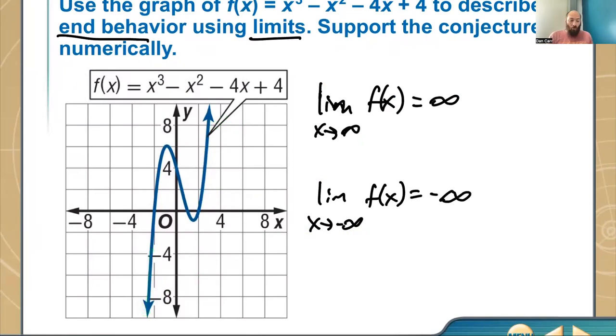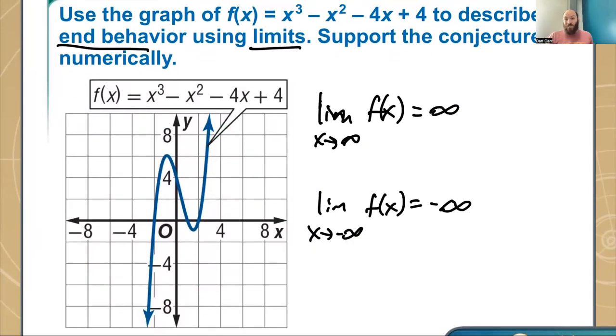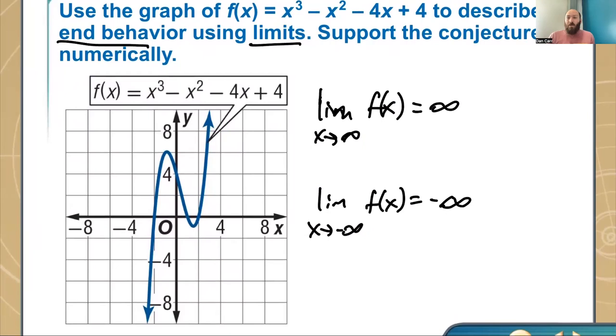Okay, so a way of looking at this is that the limits do not actually exist. There is no limit to it, but it's approaching, or you can say the limit is approaching infinity and negative infinity. Okay, so supporting the conjecture numerically, this would involve us making a table and plugging in more values. So if you were to plug in 4, what would you get? You get up here to a high number.